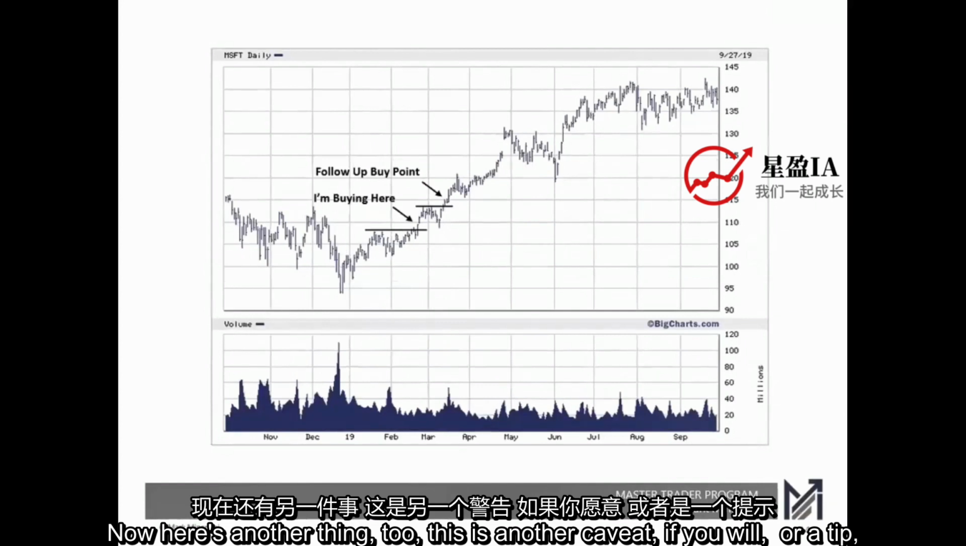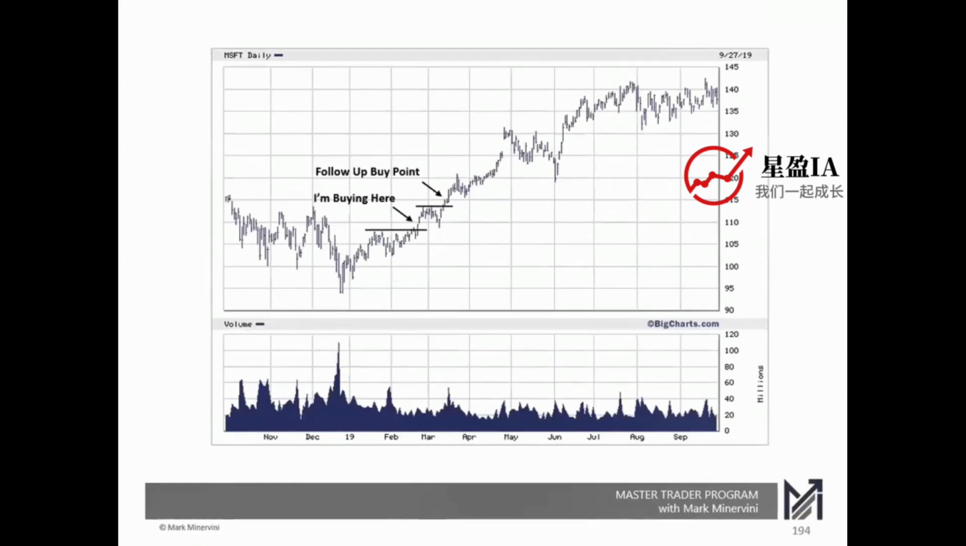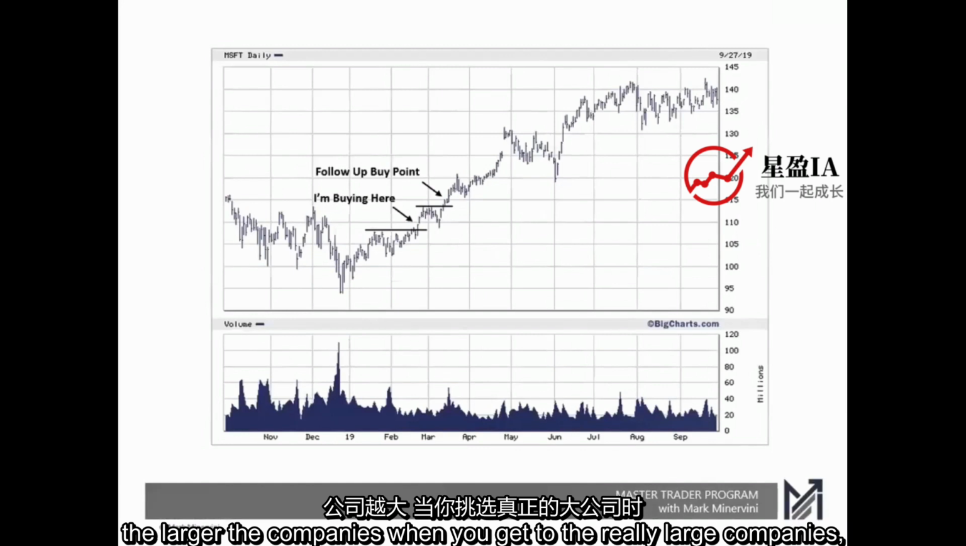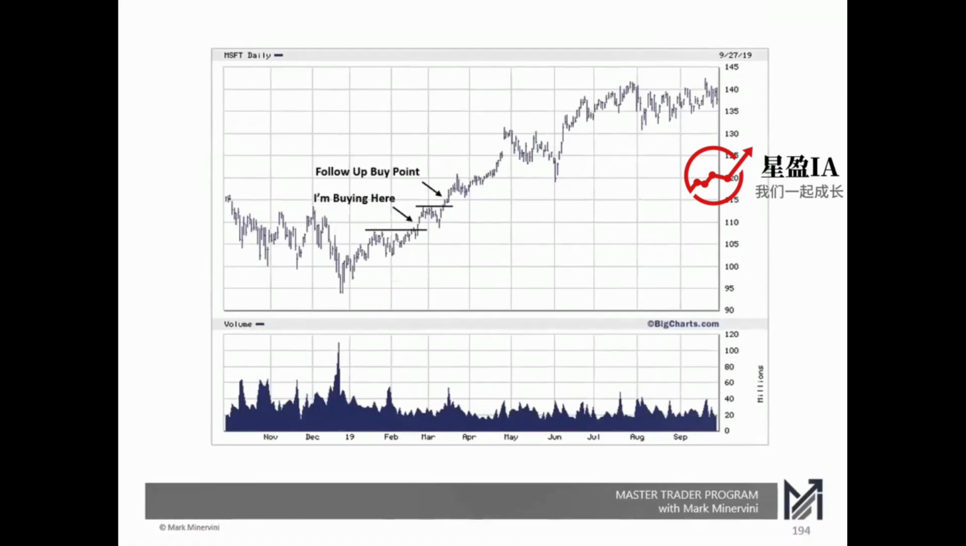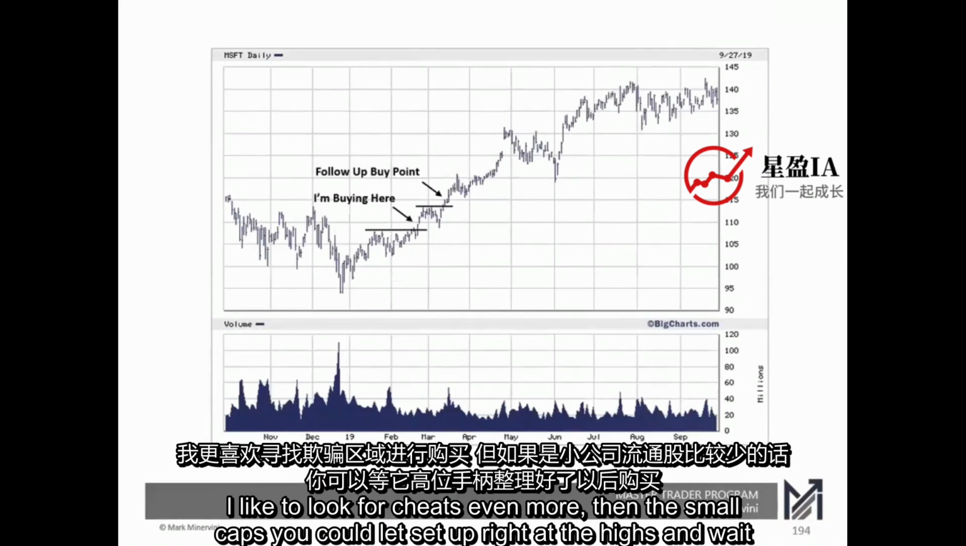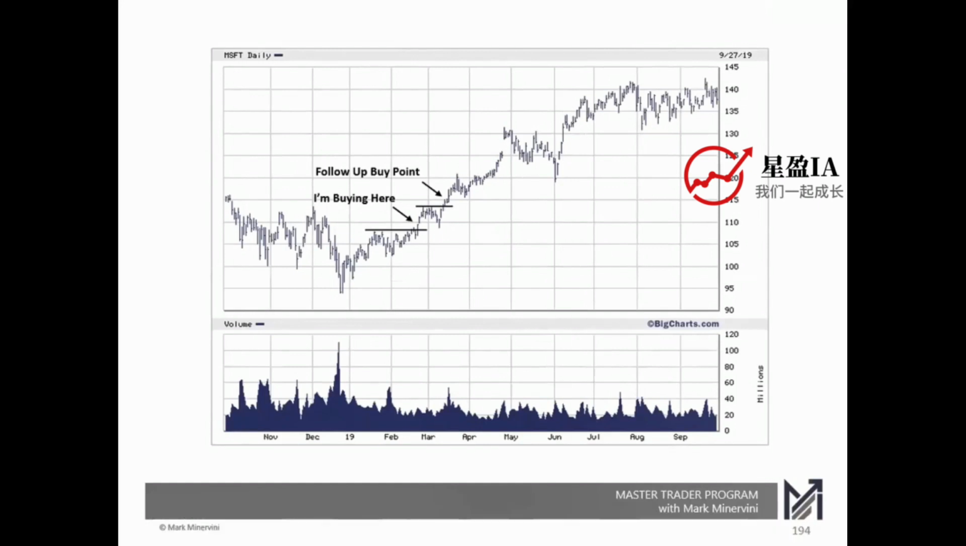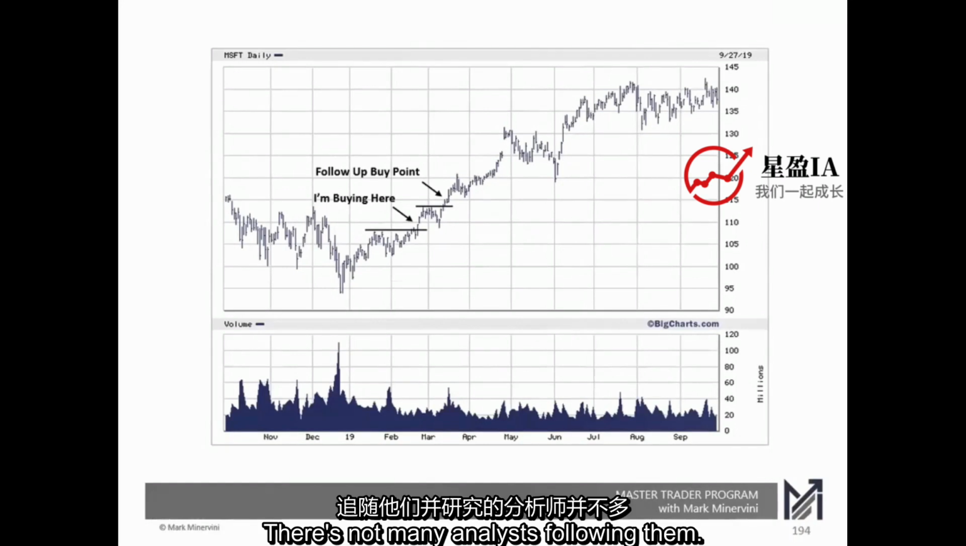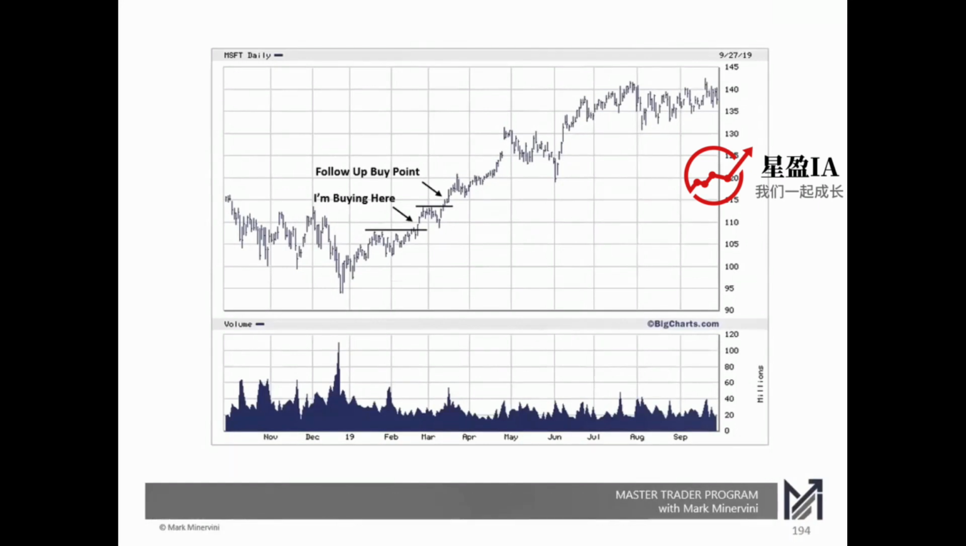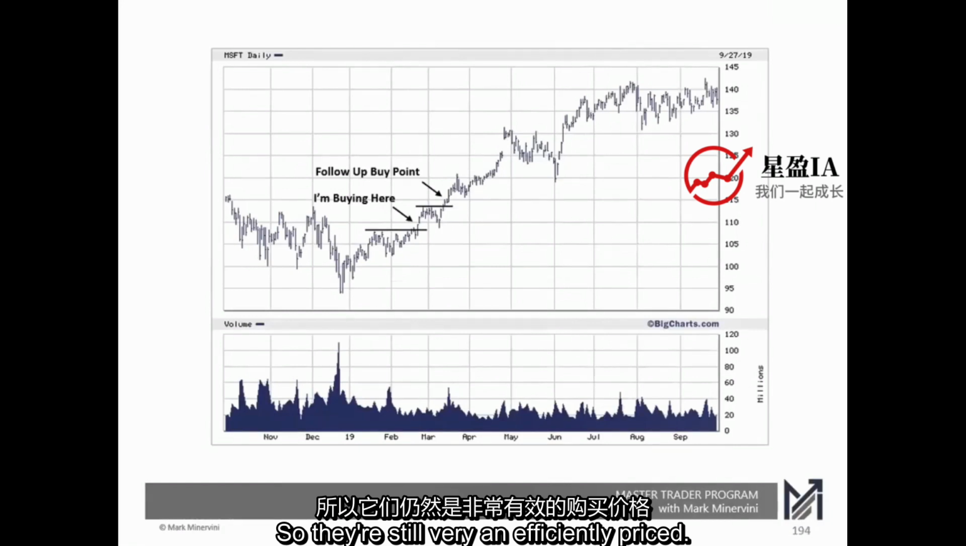And now here's another thing too. Here's another caveat, if you will, or a tip. The larger the companies, when you get to the really large companies, I like to look for cheats even more than the small caps. You could let set up right at the highs and wait for full development, because they're not followed by very many people. There's not many analysts following them. Most people don't know them. So they're still very inefficiently priced.